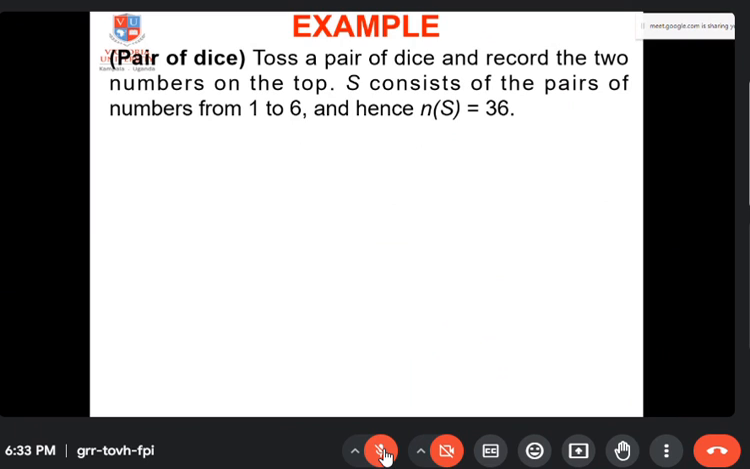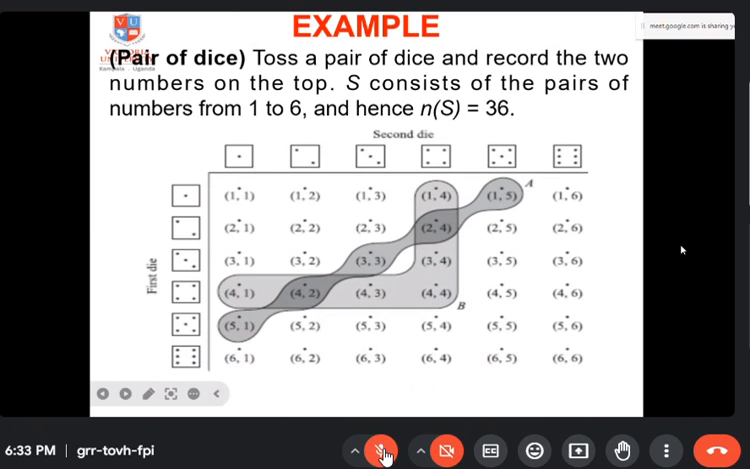So the sample space S consists of pairs of numbers from 1 to 6, which are 36. If you look at that diagram there, it shows all the possible points which you can have. Maybe you can look at it. The first entry is the first die. The second entry is the second die. So you can see that you have a total of 36 different points.